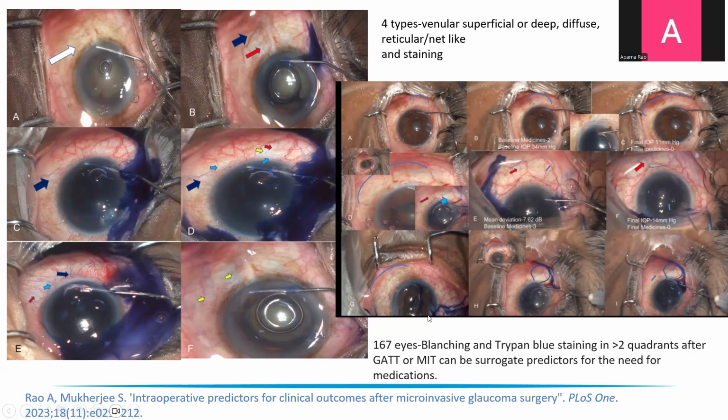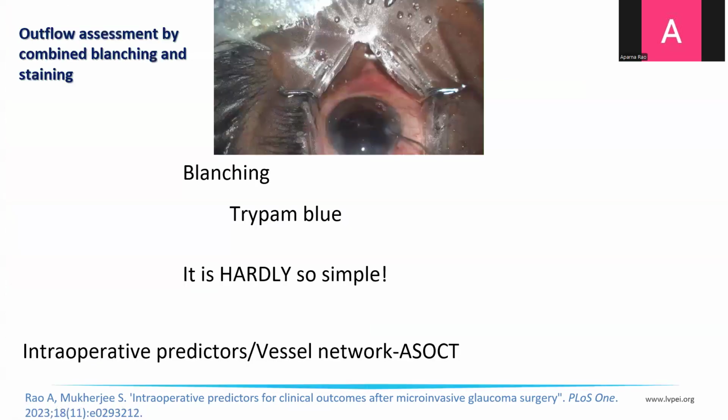We also found that staining in more than 2 to 3 quadrants of venular staining was associated with a reduced need for medications for IOP control in the postoperative period rather than predicting the need for complete surgical success. Additionally, we observed a variation in the extent of blanching and the venular staining in some eyes as highlighted in these photographs, suggesting variability in the drainage pattern in each and every eye. So let us see some videos of these two techniques.